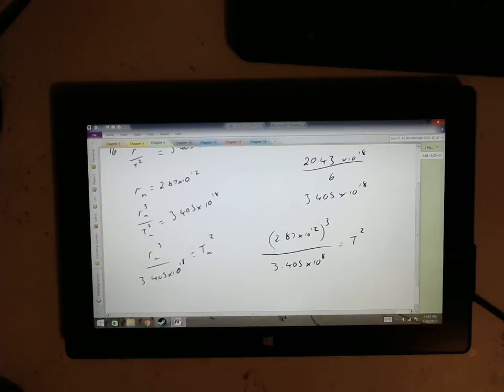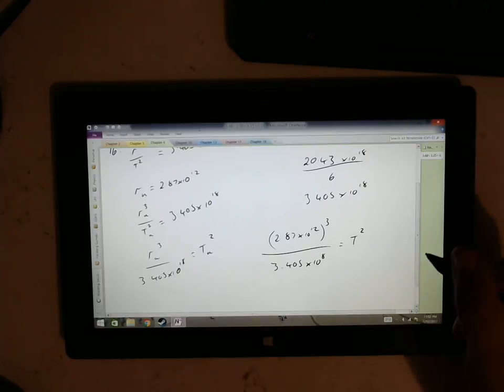2.87 times 10 to the power of 12. I want to cube that. So 2.364 times 10 to the 37, and we're going to divide that by 3.405 times 10 to the power of 18. To be careful with dividing by a positive power here.